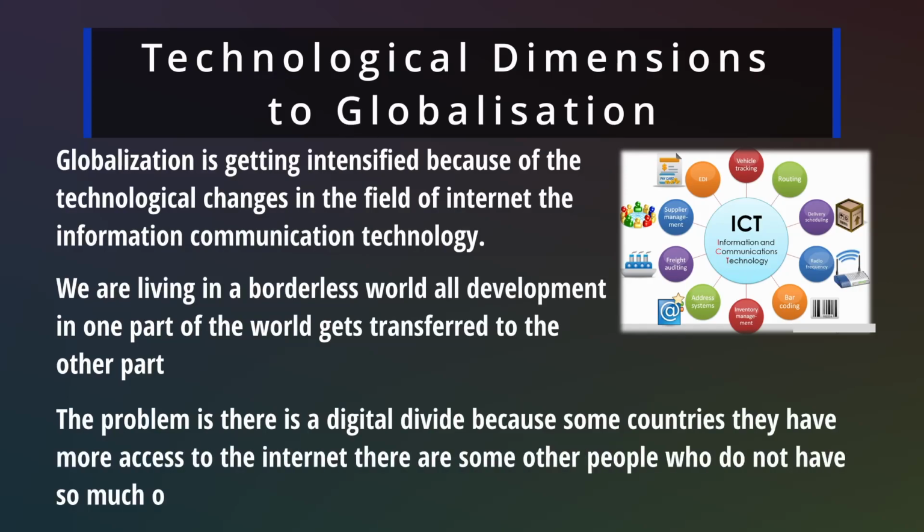There are some other people who do not have so much internet access, so that is also creating a problem. Although there is a technological advantage, because of restrictions and the poor infrastructure in certain countries, they are unable to get the benefit of the technology.